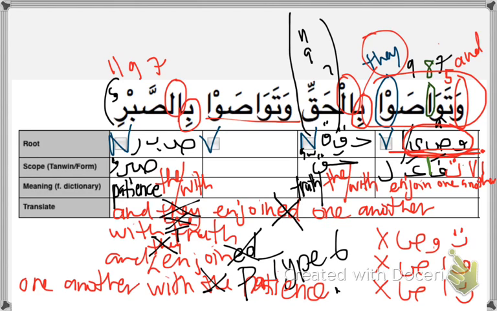So you would have something like from the beginning. Okay, man, by time indeed man truly is in loss, except the ones who believe, without the past tense, without ed, and do good deeds, without saying did good deeds or did good works, and enjoin, not enjoined, but enjoin one another with truth, and enjoin one another with patience. So that's it.